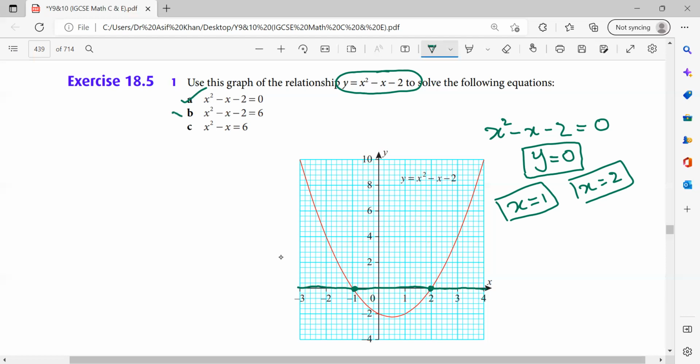Now, part B. Then what will be the equation for part B?